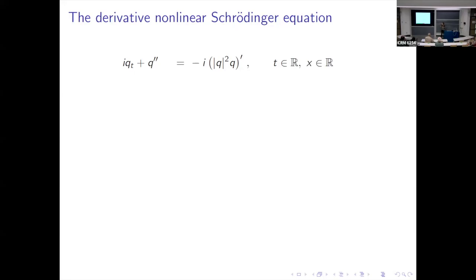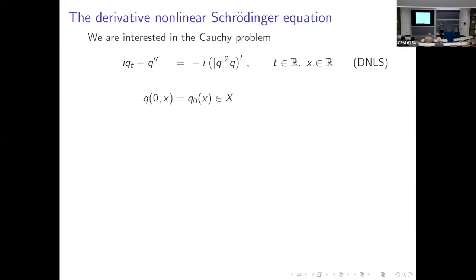So let's read together this equation. We have i times the time derivative of q plus two derivatives in space of q. Whenever I write prime, I mean derivative in space. And that is equal to negative i times the derivative of |q|^2 q. That's our equation. This equation has two parts. It has a linear part, which is the linear Schrodinger equation, and it has a nonlinear part, in which we see that we have a cubic nonlinearity with a derivative. So that's how the equation gets its name. It's a nonlinear Schrodinger equation with a derivative, so we call it the derivative nonlinear Schrodinger equation.